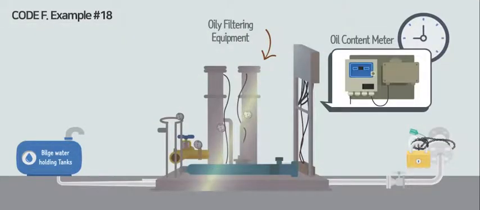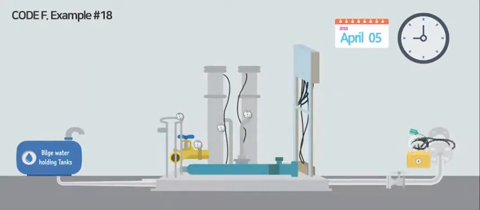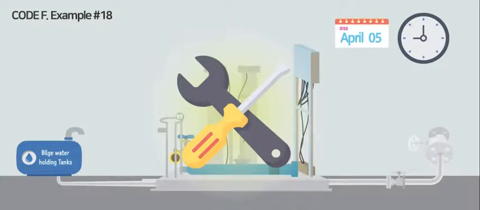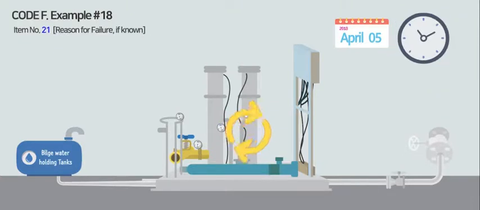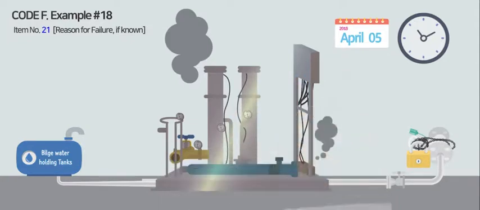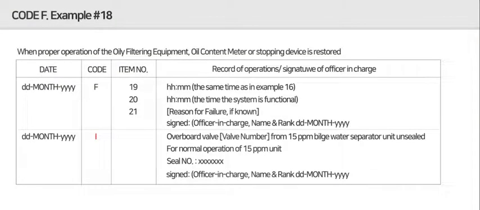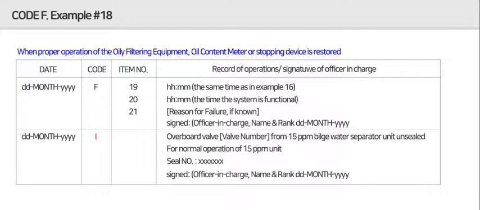Example 18. When proper operation of the oily filtering equipment, oil content meter, or stopping device is restored, on the date where the system is functional again, a new entry using Item 19, time of failure, Item 20, time that it was reactivated, and Item 21, reason for failure, are recorded under code F. A code I entry should also be made indicating that the overboard valve was unsealed since the operation of the oil filtering equipment or oil content meter has been restored.